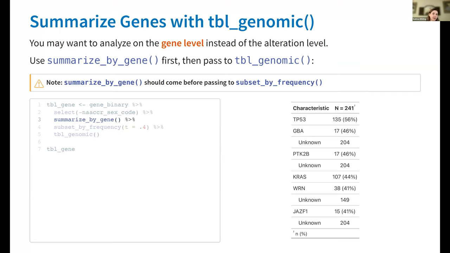Just to note that if you are going to use this, you definitely want to subset by frequency after you summarize by gene, just because if you first subset by frequency, you might be getting rid of some low-level events that might count towards those gene-level events. So first summarize, then subset, and then you can pass it to table genomic. Or any plotting functions or anything you want to do with it after that.